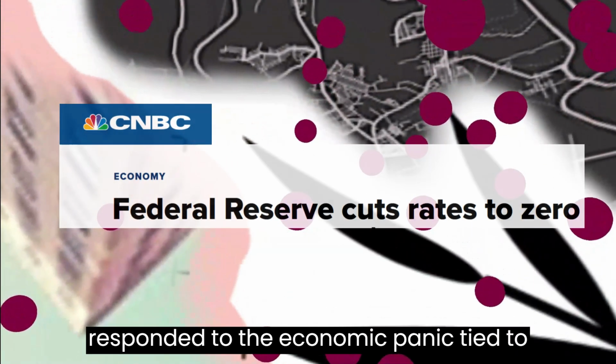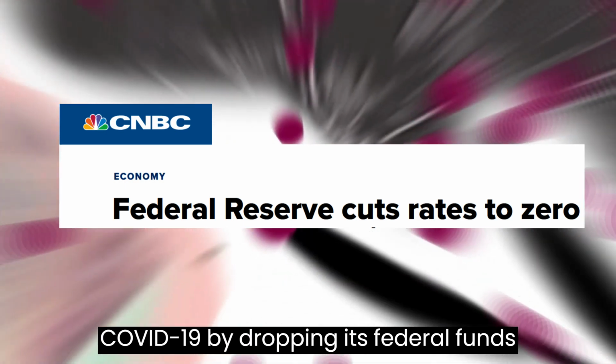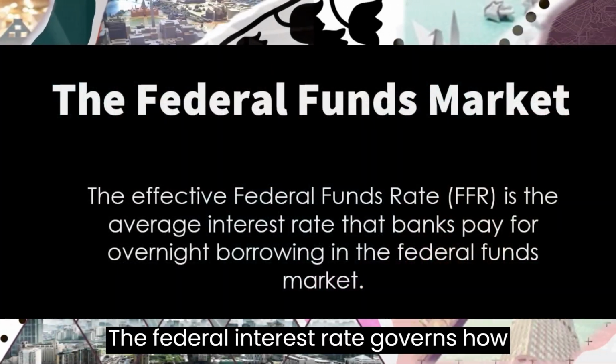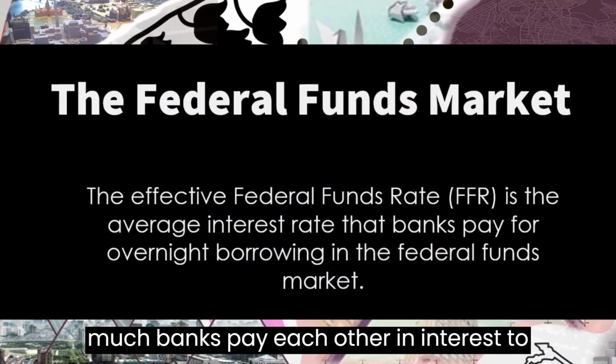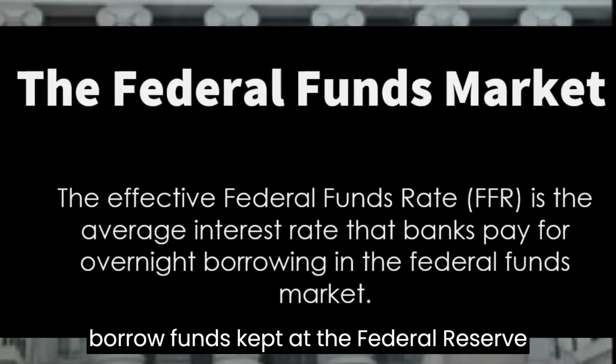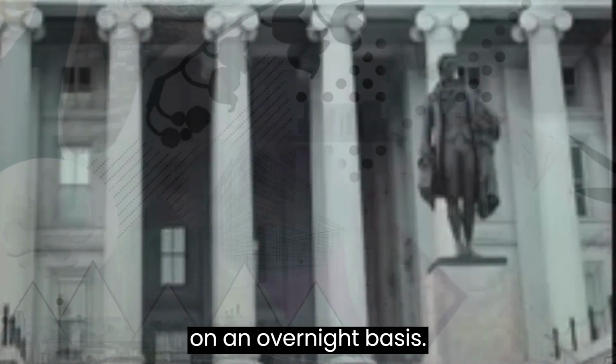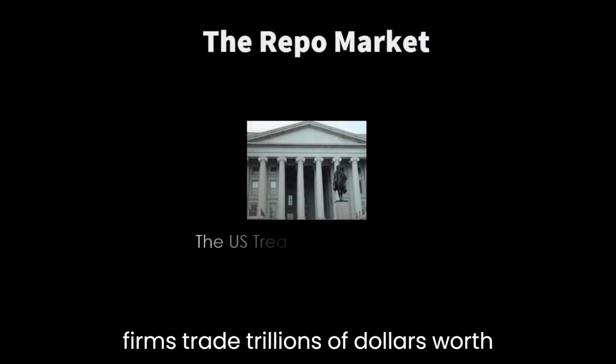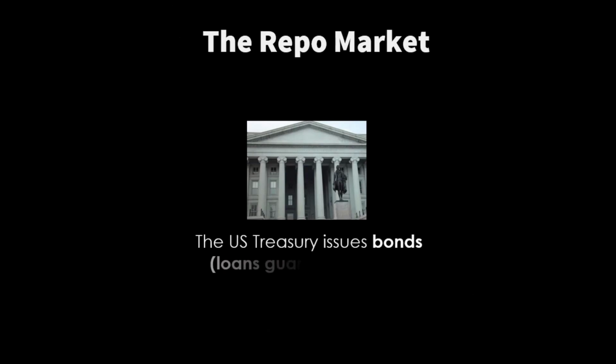In March 2020, the Federal Reserve responded to the economic panic tied to COVID-19 by dropping its federal funds rate to nearly 0%. The federal interest rate governs how much banks pay each other in interest to borrow funds kept at the Federal Reserve on an overnight basis. This is known as the repo market, where firms trade trillions of dollars worth of debt for cash each day.